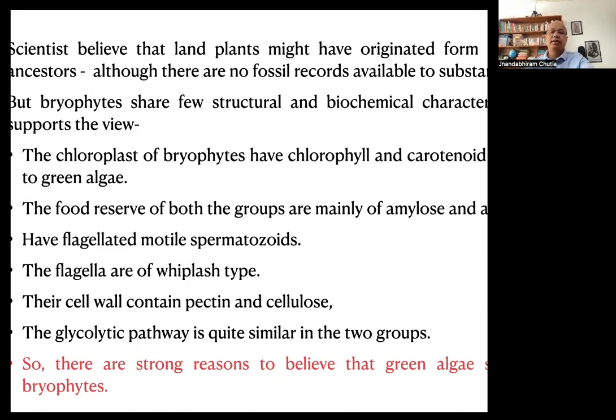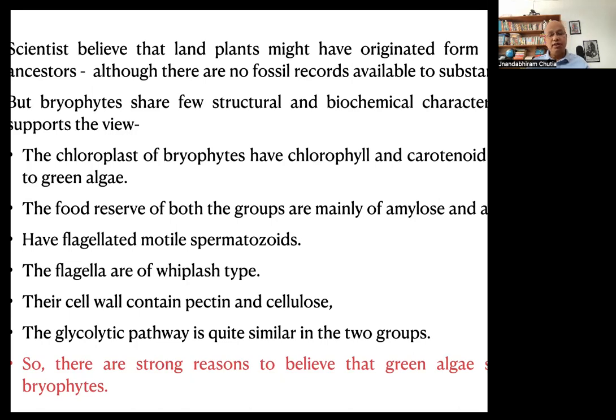Since they had chlorophyll and carotenoid pigments closely similar to the green algae, it envisages one very interesting fact: the food reserve would be amylose and amylopectin. This is also similar to the physiological processes of assimilation of products in the higher plants. So the bryophytes maintain a crossbound lineage between the algae and the higher plants, in between them.